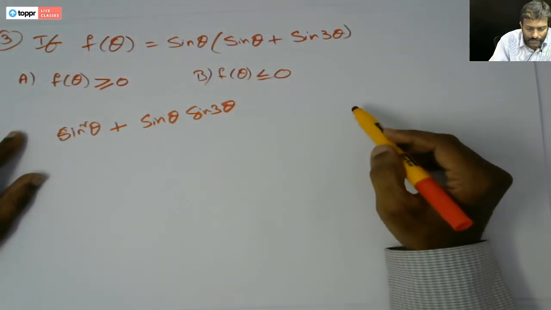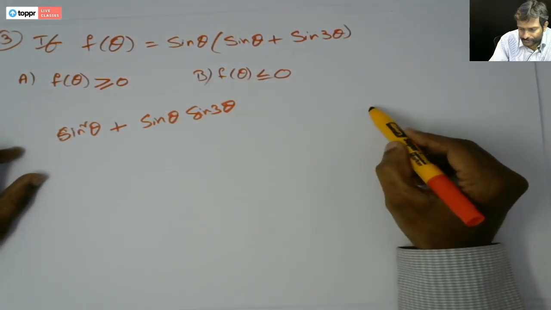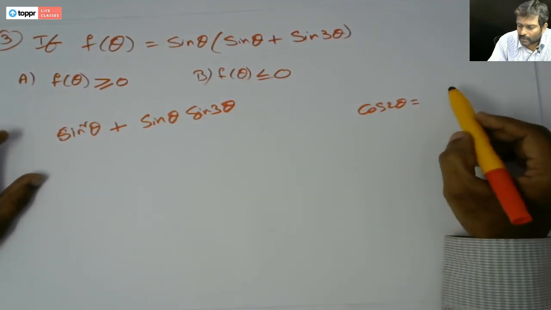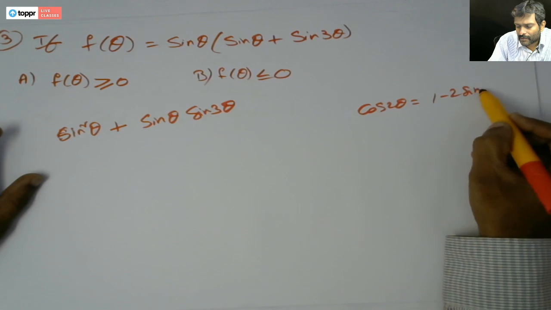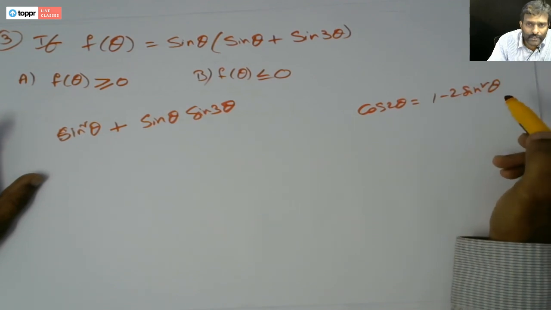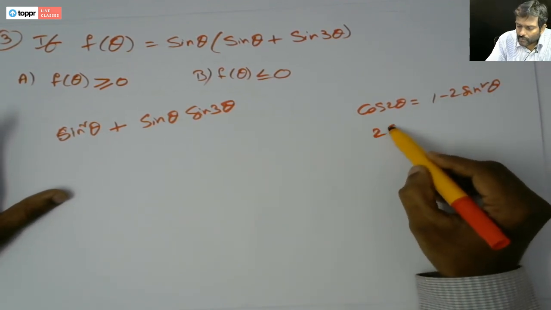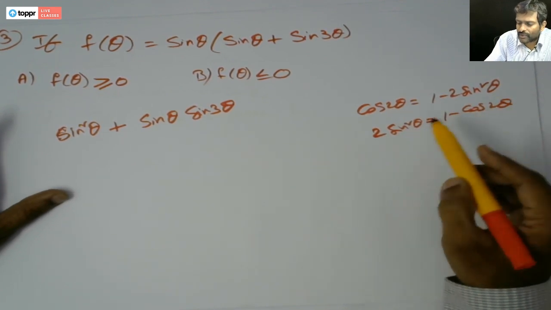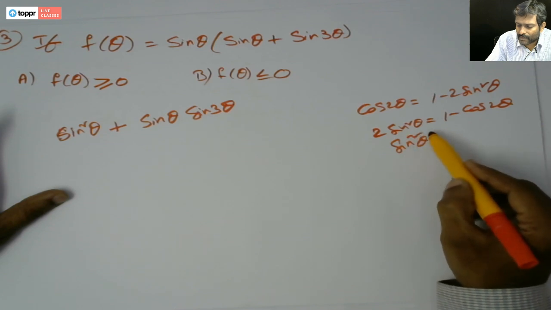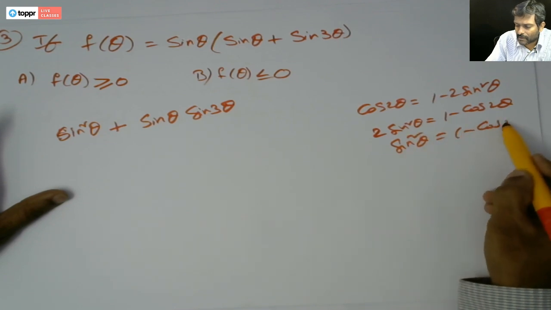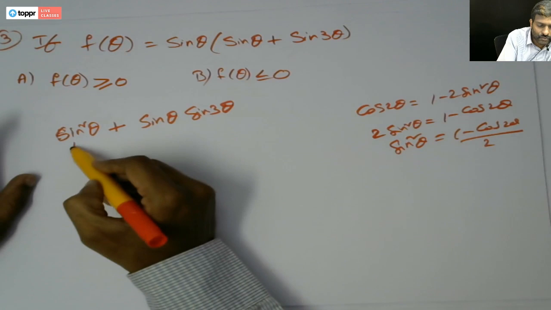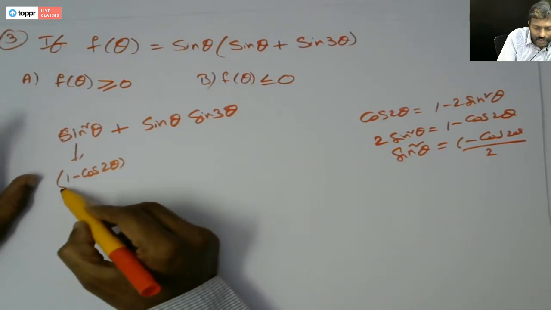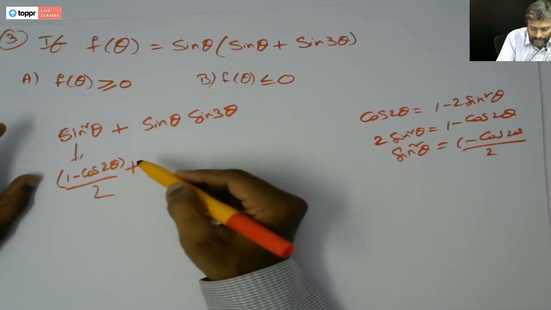Now we know that cos 2 theta is equal to 1 minus 2 sine square theta, right? So 2 sine square theta is equal to 1 minus cos 2 theta, which will give us sine square theta is equal to 1 minus cos 2 theta by 2. So I will write this as 1 minus cos 2 theta by 2 plus.